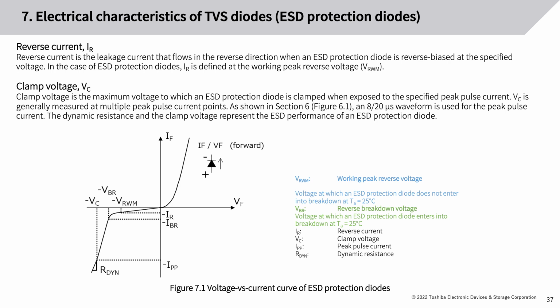Clamp voltage, VC. Clamp voltage is the maximum voltage to which an ESD protection diode is clamped when exposed to the specified peak pulse current. VC is generally measured at multiple peak pulse current points. As shown in section 6, Figure 6.1, an 8/20 microseconds waveform is used for the peak pulse current. The dynamic resistance and the clamp voltage represent the ESD performance of an ESD protection diode.